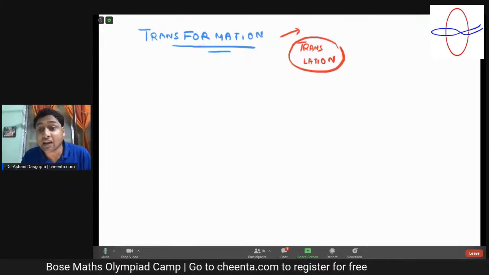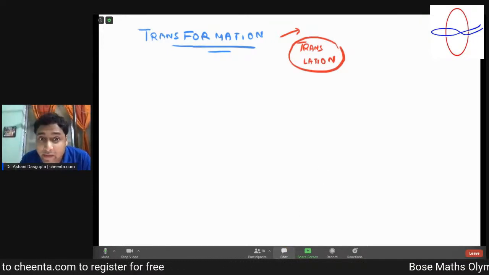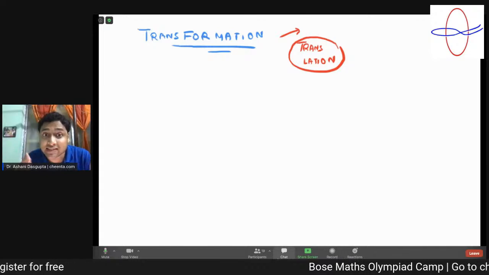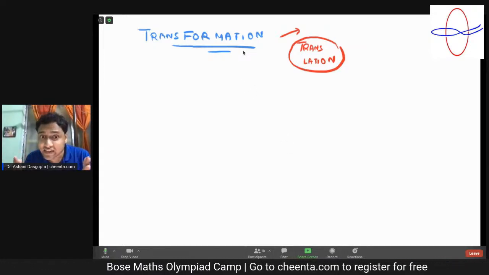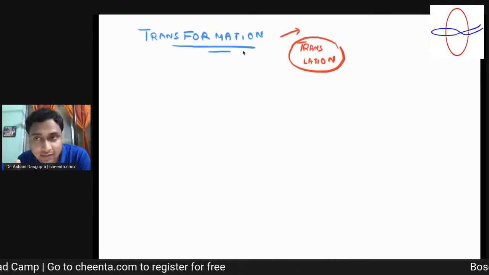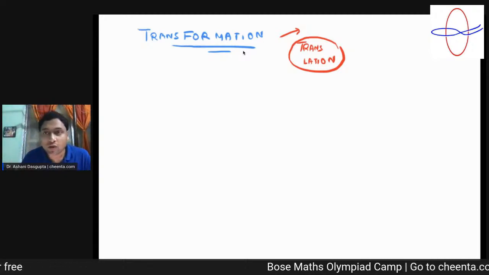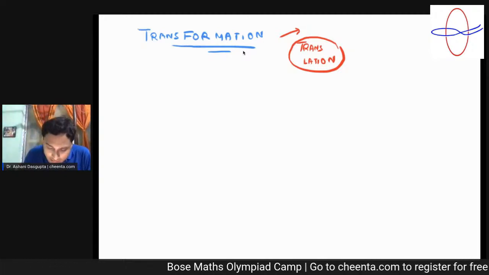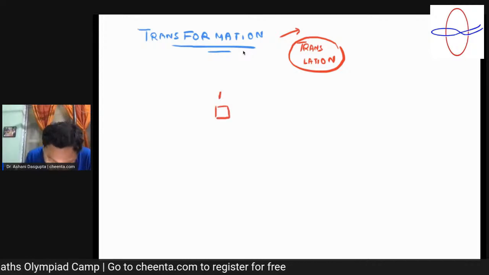The idea of translation is so easy, Spondon, that everyone will be able to understand it very quickly. The idea of translation is this: it's a parallel shift. What does that mean? Well, suppose this is an object. Let's call this object A.